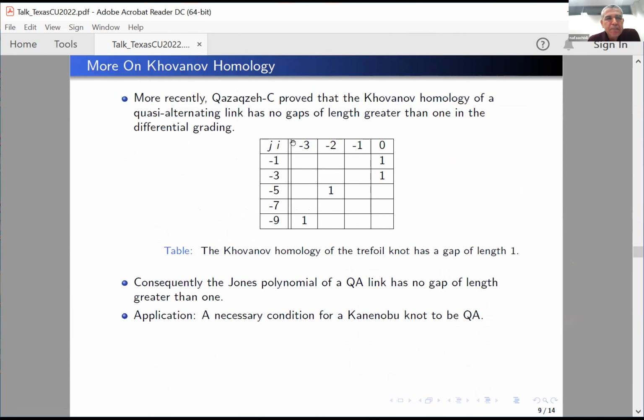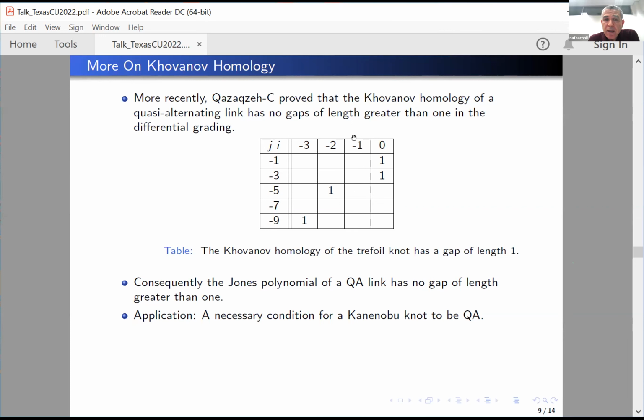More recently, with Khaled Qazaqzeh, we proved that we can say more about the structure of the Khovanov homology. Indeed, we proved that the Khovanov homology of any quasi-alternating link has no gaps of length greater than 1 in the differential grading. So other than being thin, there are no large gaps, let's say. A gap is a column where there is nothing, as you can see.